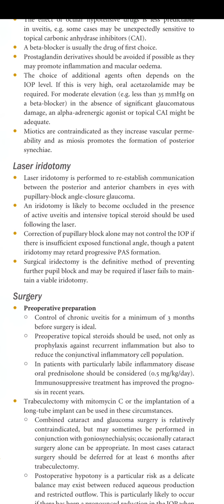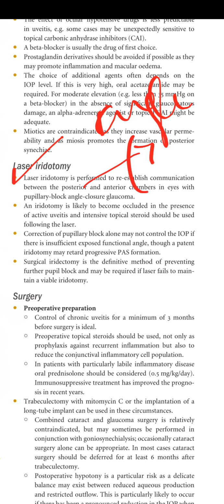Laser iridotomy. Laser iridotomy is performed to establish communication between the posterior and anterior chamber in eyes with pupillary block angle closure glaucoma. So, laser iridotomy will only be helpful in a case of inflammation where there is angle closure glaucoma with pupillary block. Because of the iris bombe, when you make an iridotomy, the aqueous will flow from the posterior to the anterior chamber.